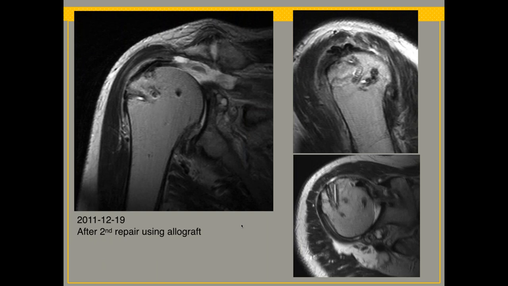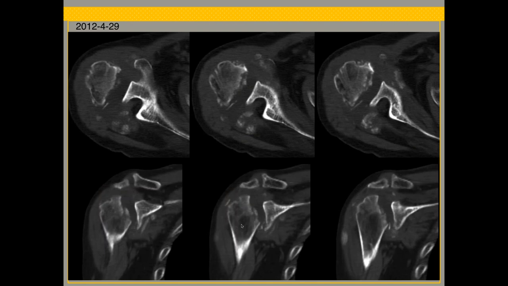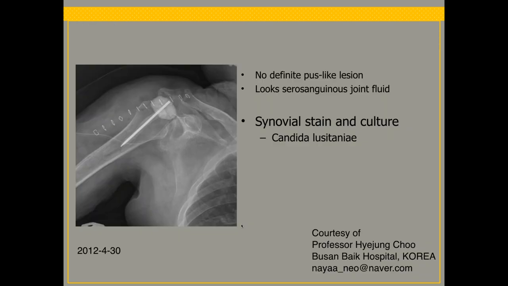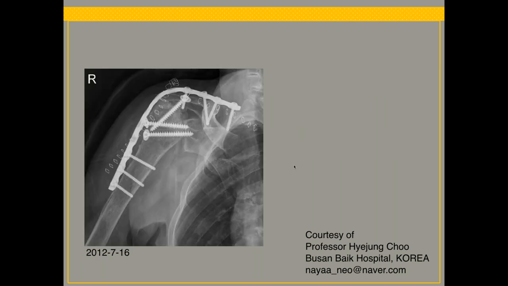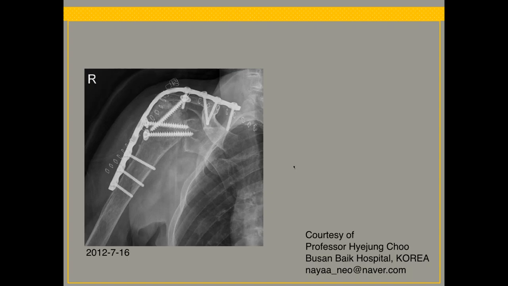Okay. So let me see if we have it. This is on 12/19/2011. This is 3/27/2012, so we're like 4 months later. And progression. And here, similar time. This was the month after that, which looks like more destructive disease. And they went in surgery, and this was candida infection. And that's what they did. Okay. That's a fusion. Yeah. So they had to fuse the joint.